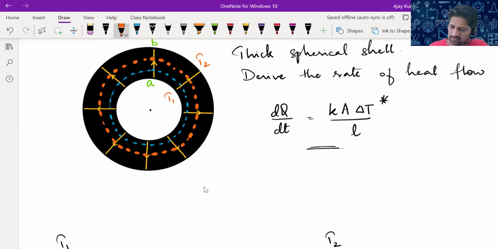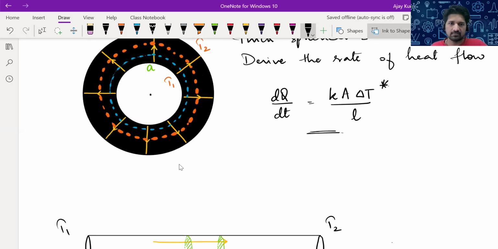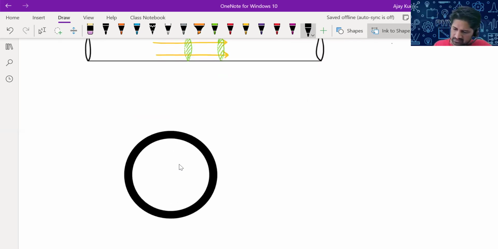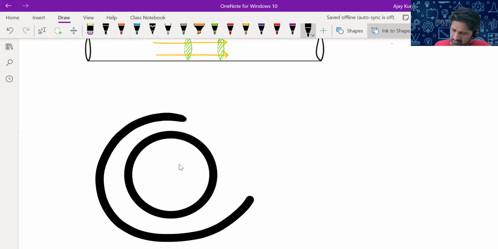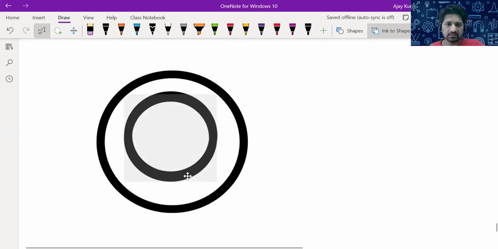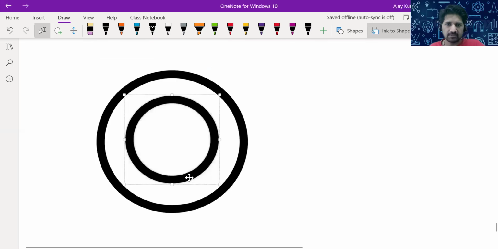The difficulty here is that as heat passes from layer to layer, the area of cross section that it has to pass through changes. So this is a case of variable area of cross section. Okay, you can visualize it better this way maybe. Consider this as one shell, this as another shell. So the given thick spherical shell is a combination of many thin shells like this. Okay, we can consider one more also.